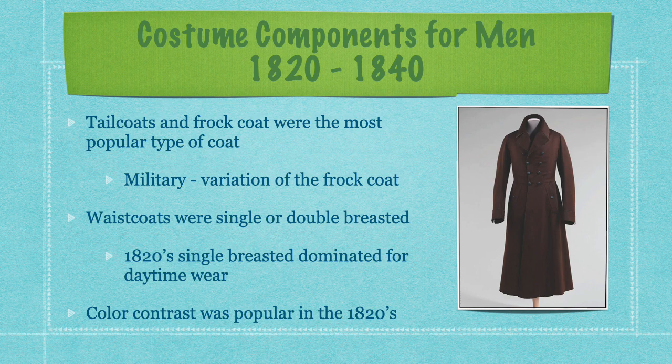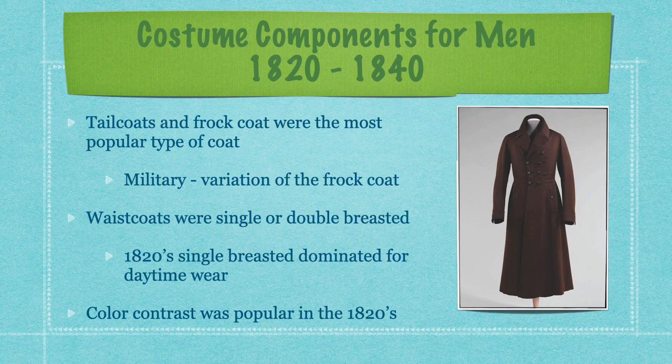So tailcoats and the frock coat were the most popular type of coat. There was the style that was termed military, which was a variation of the frock coat, and it was worn by civilians, but it definitely had evident military influences. This particular garment had a rolled or standing collar and no lapel. Waistcoats were single or double breasted.